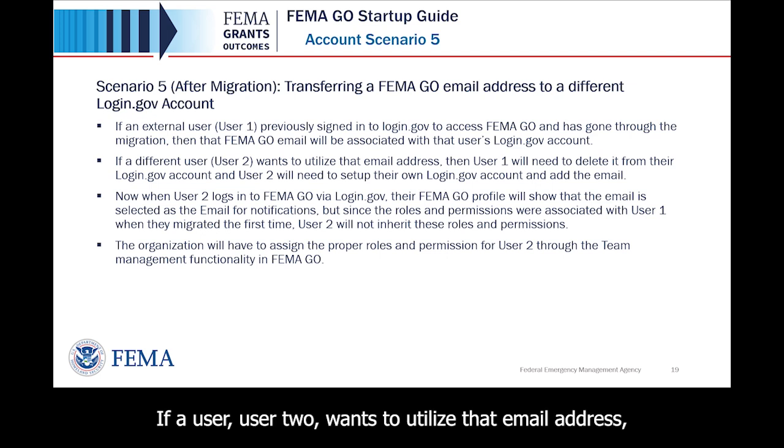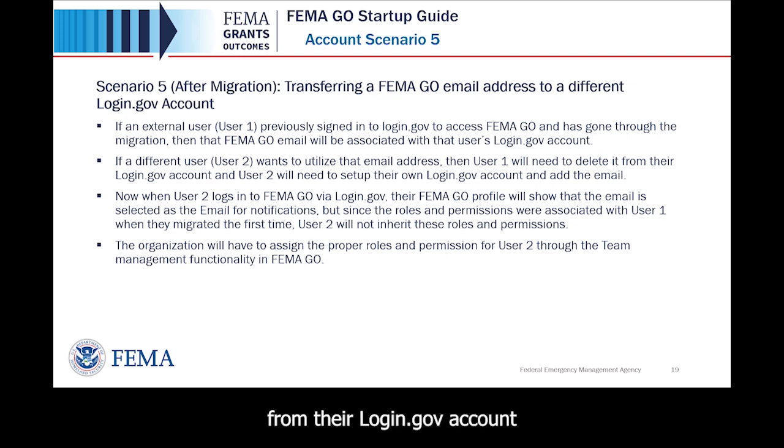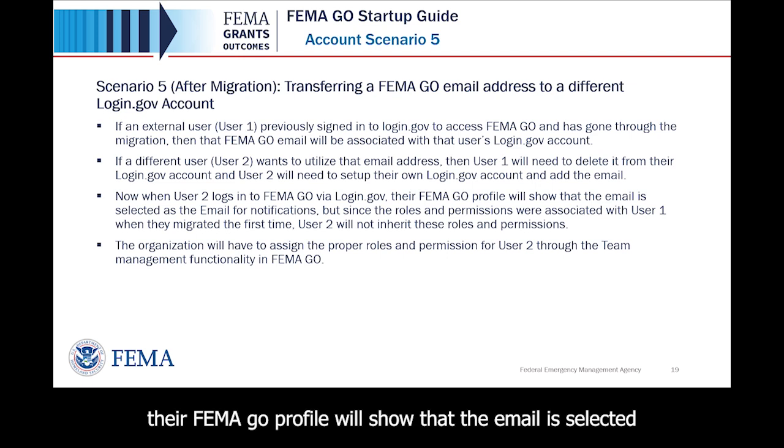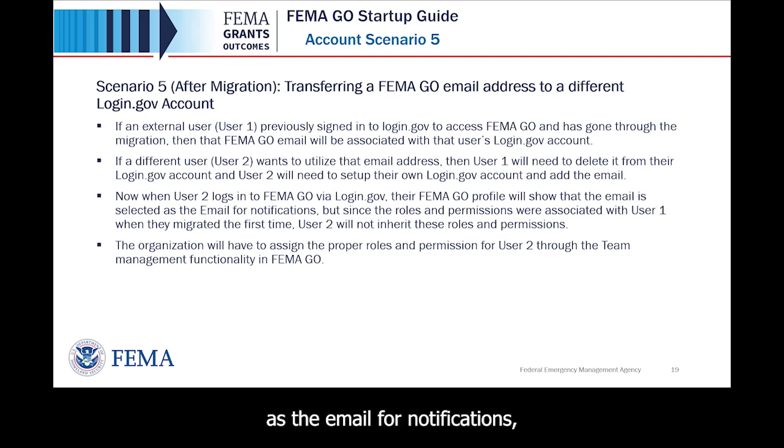If a user 2 wants to utilize that email address, then user 1 will need to delete it from their login.gov account, and user 2 will need to set up their own login.gov account and add the email address. Now when user 2 logs into FEMA Go via login.gov, their FEMA Go profile will show that the email is selected as the email for notifications.